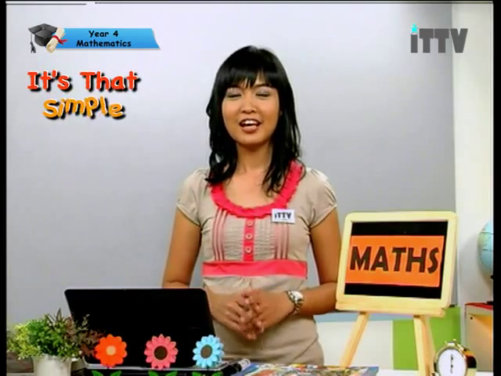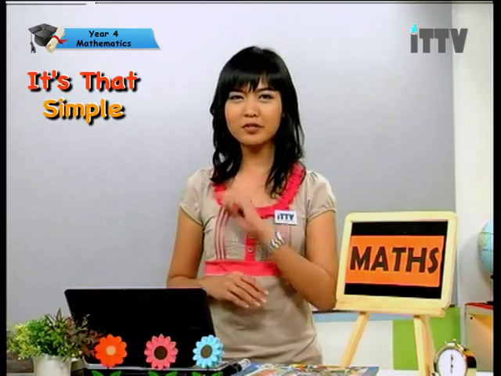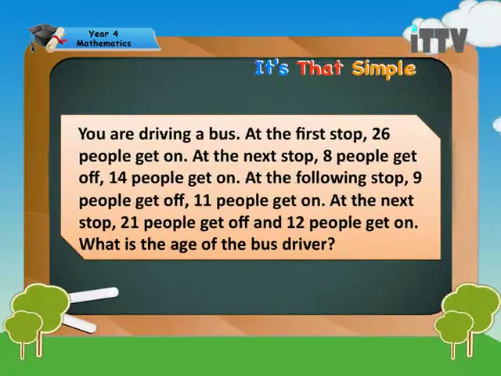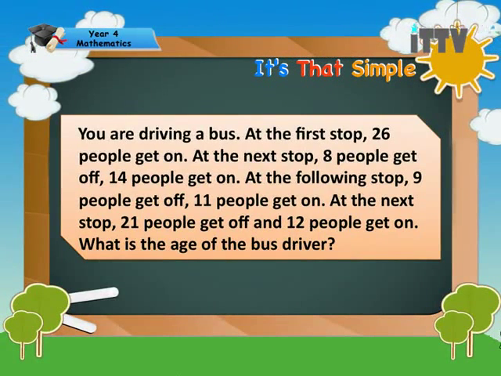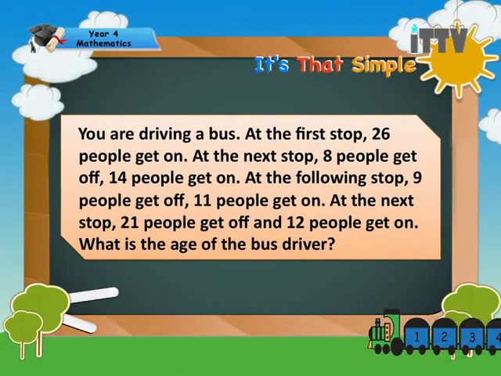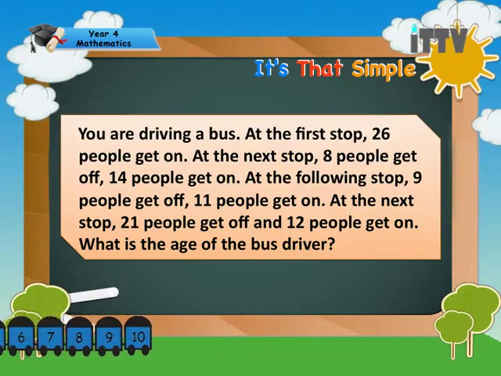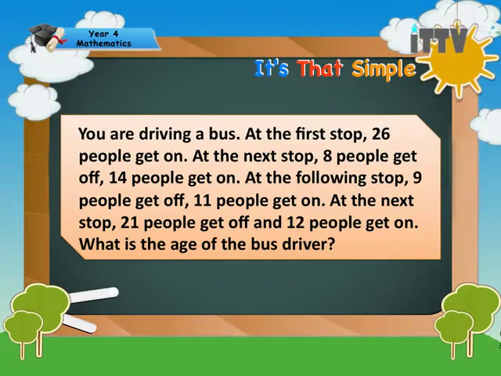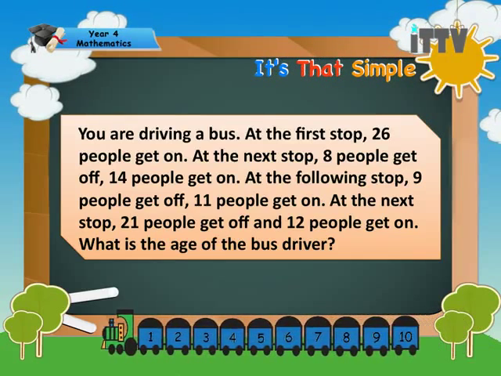Okay, boys and girls, I have a puzzle for you. But for this puzzle, you have to be very observant. Are you ready? Here goes. You are driving a bus. At the first stop, 26 people get on. At the next stop, 8 people get off and 14 people get on. At the following stop, 9 people get off and 11 people get on. At the next stop, 21 people get off and 12 people get on. What is the age of the bus driver?